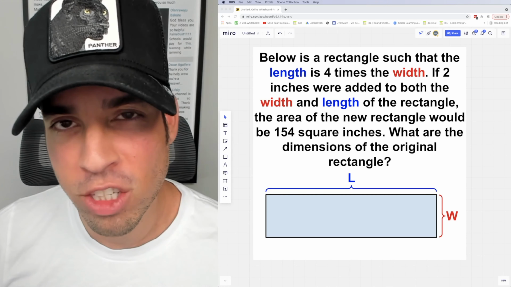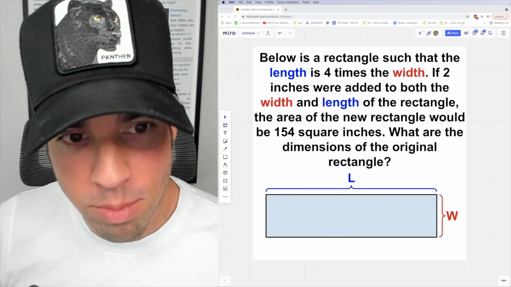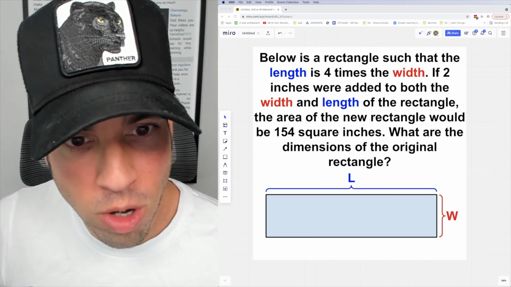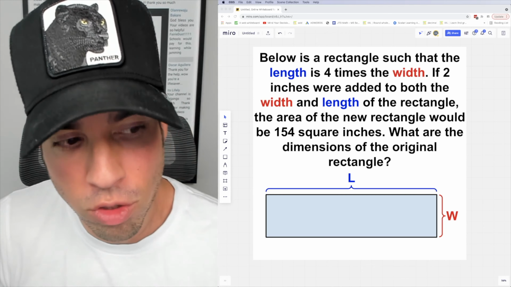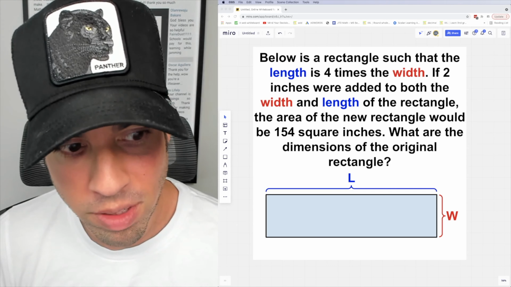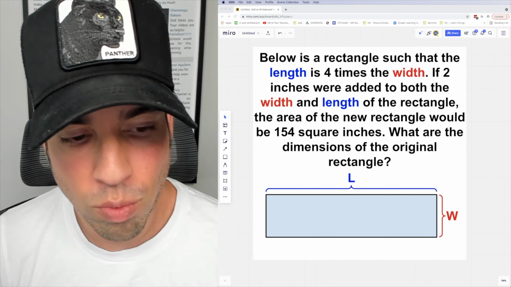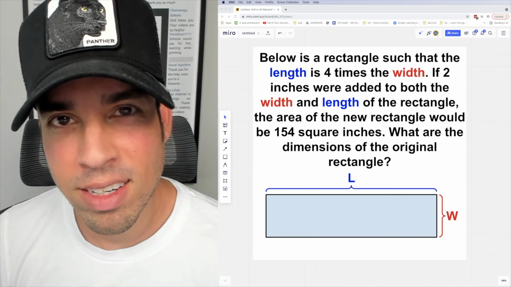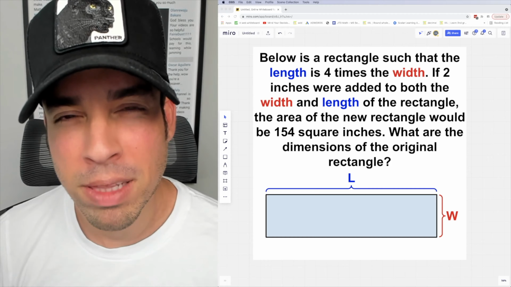In this one, the question is as follows. Below is a rectangle such that the length is 4 times the width. If 2 inches were added to both the width and length of the rectangle, the area of the new rectangle would be 154 square inches. What are the dimensions of the original rectangle? Go ahead and hit that pause button and see if you can figure it out. When you're ready, hit play and I'll give you the explanation.